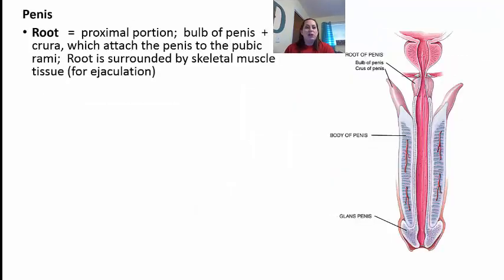All right, so this brings us to the penis. The penis has 3 main parts we want to discuss. The first is the root. This is the proximal portion. It's the portion that connects to the body. The bulb of the penis plus what we call the crura. This is going to attach the penis to the pubic rami. The root is supported by skeletal muscles, and this skeletal muscle and tissue is going to help with ejaculation.